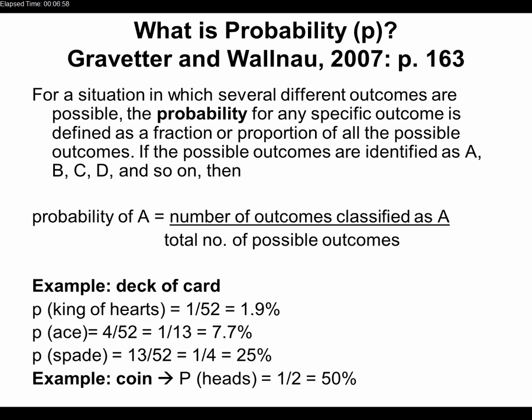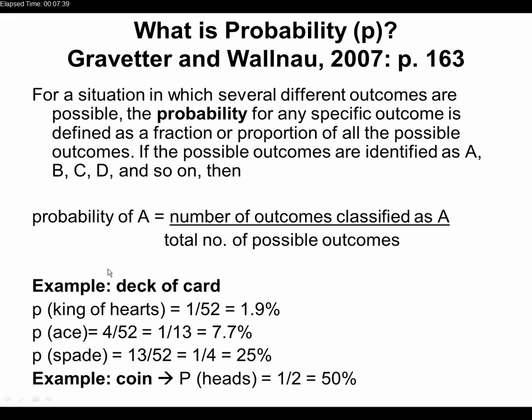What is it? Well, probability sounds really complicated, but we use it all the time. For a situation in which there are several different outcomes, the probability for any specific outcome is defined as a fraction or proportion of all the possible outcomes if the possible outcomes are identified as A, B, C, or D. Wow. No wonder the textbook, they paid these guys a lot of money to write this textbook, because it's extremely complicated. It's not really that complicated, guys. Probability of A is the number of outcomes classified as A divided by the total number of possible outcomes.